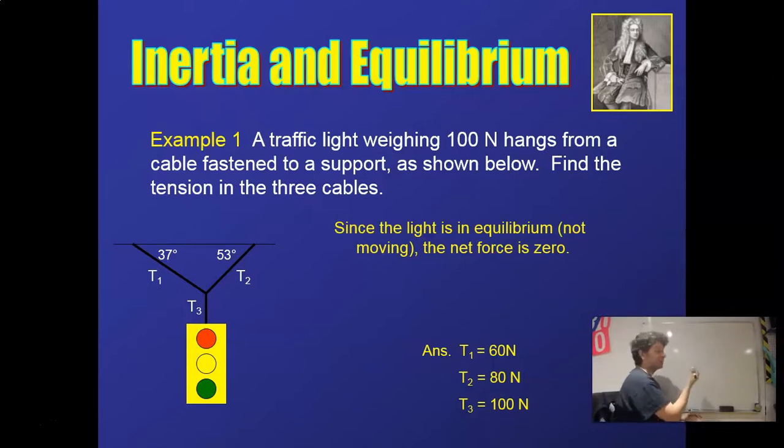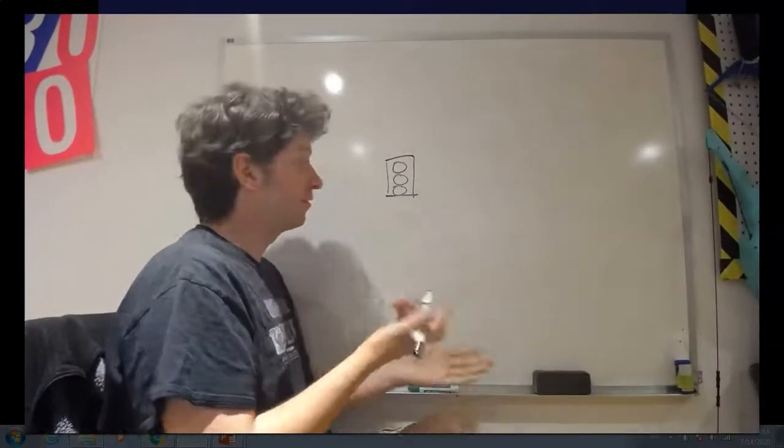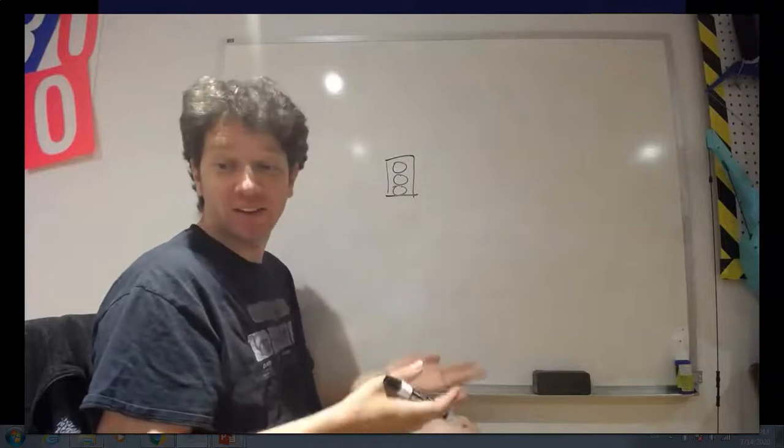Now T3 is actually quite easy. So if I drew the traffic light here, and I wanted to know the forces acting on the traffic light, so this is a free body diagram for the traffic light. Let me make this bigger. Now here's our free body diagram for the traffic light. So what forces are acting on the traffic light?